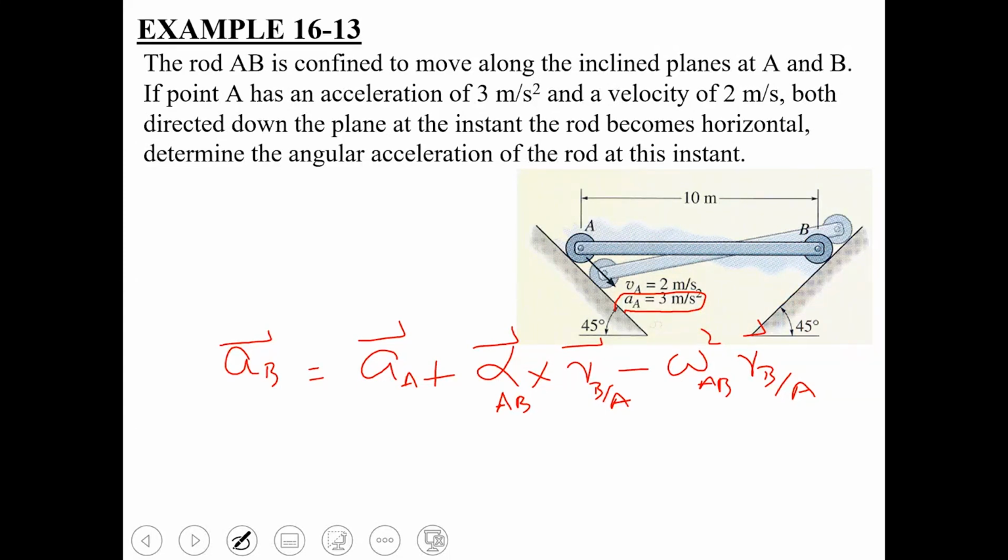Okay, we need to write all these things in terms of vectors. AA, can you identify the AA vector? Yes, sir. Fourth quadrant में 3 cos 45 i minus 3 sin 45 j, ये आपके पास वेक्टर आ गया AA. Okay, what about alpha AB?